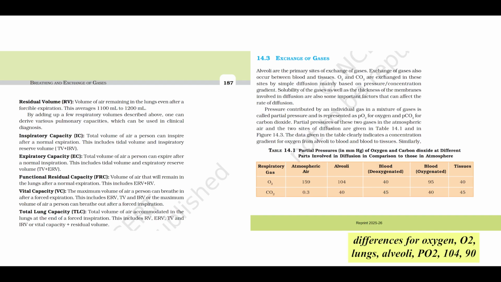For oxygen, O2. Lungs, alveoli, PO2 104, versus deoxygenated blood, PO2 40. A big gradient, 104 minus 40 equals 64 mm Hg, strongly pushes O2 into the blood. This is oxygen loading. Tissues: oxygenated blood, PO2 95, versus tissues, PO2 40. Another strong gradient, 95 minus 40 equals 55 mm Hg, pushes O2 out of the blood and into the cells.